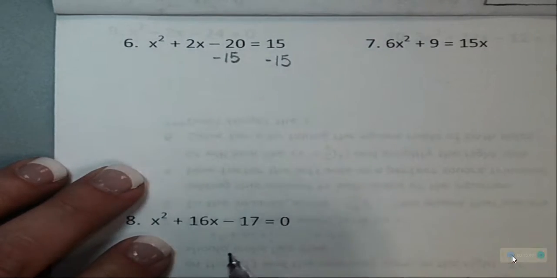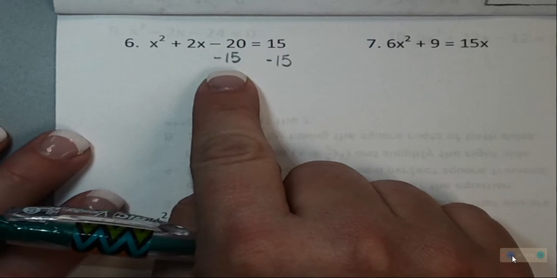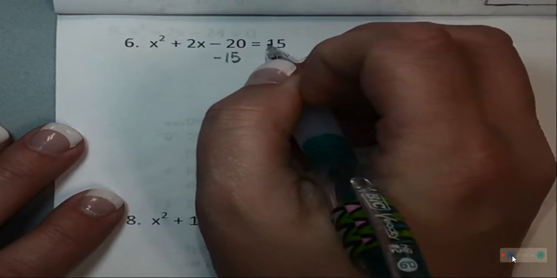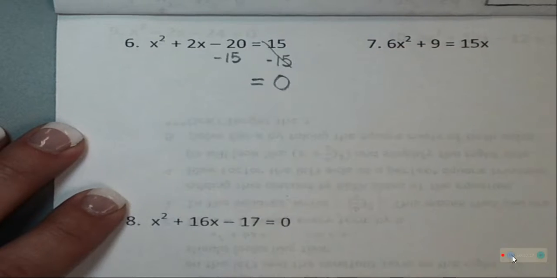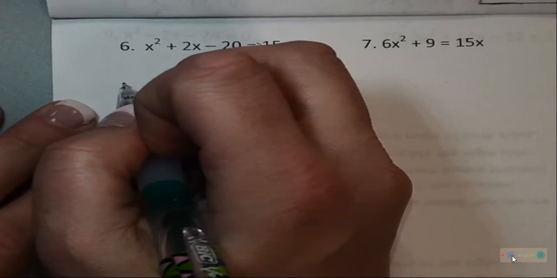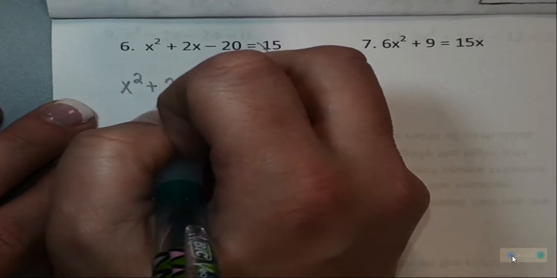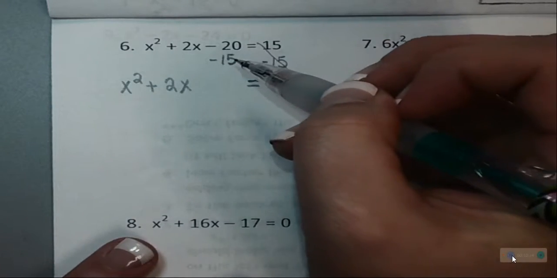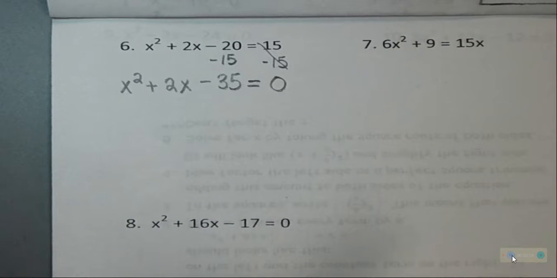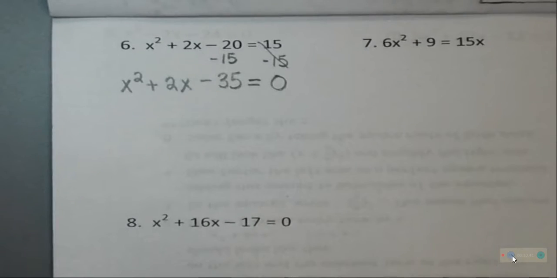Why did I put it right up under the 20? You're going to combine like terms. So I'm going to go ahead and write them there. Now, 15 minus 15 is 0. I'm solving quadratic equations. What does an equation have to have? Equal sign. If you lose the equal, technically you're not looking at an equation anymore. So then I'm going to add like terms. I've got x squared plus 2x. What is negative 20 and negative 15? Negative 35.